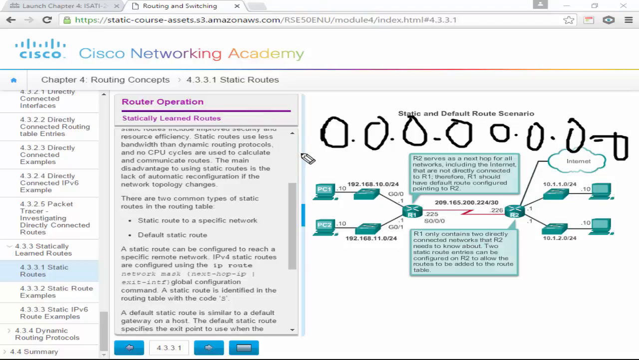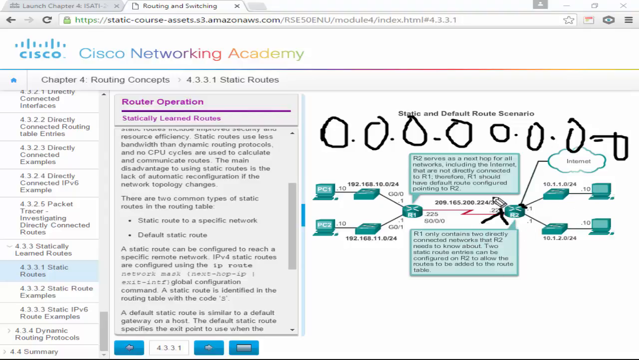Four zeros. Our subnet mask is zeros, and our IP address is zeros. That's allowing us to go to any network. So it's saying, if you're not in my routing table, send it here. And then we would program that with the next hop of, actually not right there, right here, right?